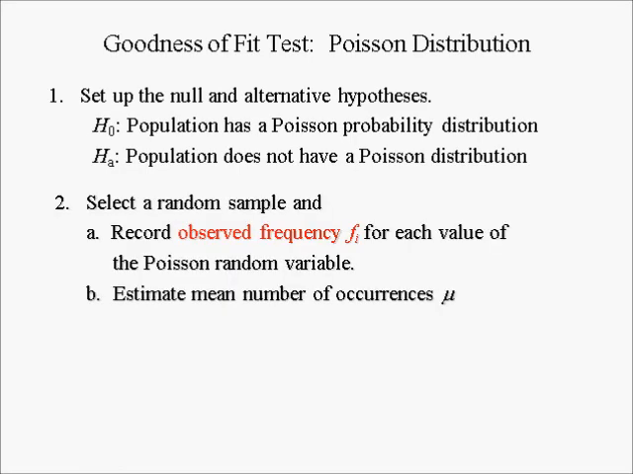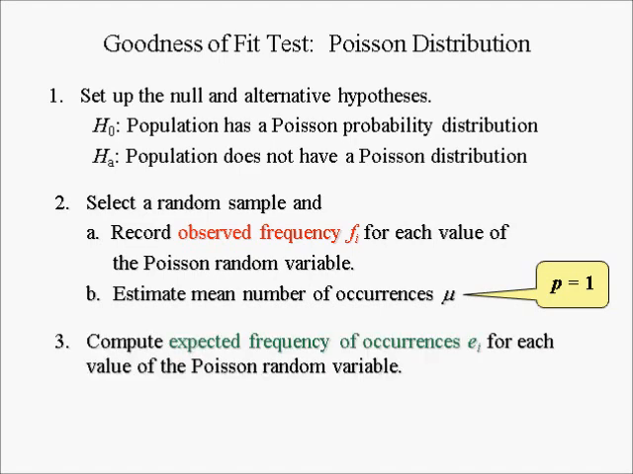Next, we're going to select a random sample and record observed frequencies for each value of the Poisson random variable. Then we'll use this information to compute an estimate of the mean number of occurrences. Now, because we don't know what the true mean is, we're going to use the sample mean. So therefore, the number of estimated parameters in this test equals 1. So the degrees of freedom for this test will be the number of categories minus 1 minus 1.